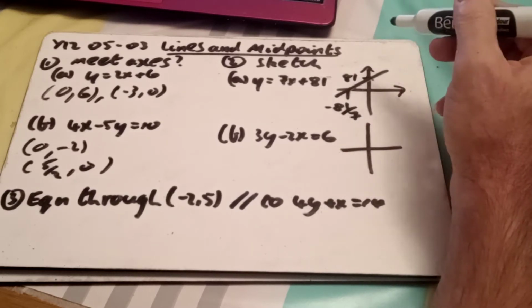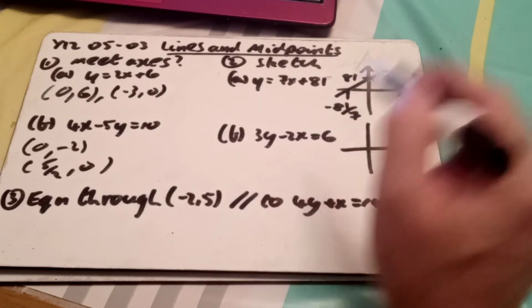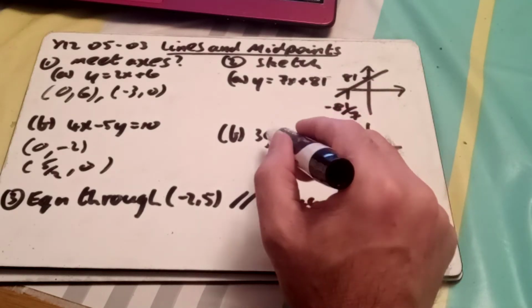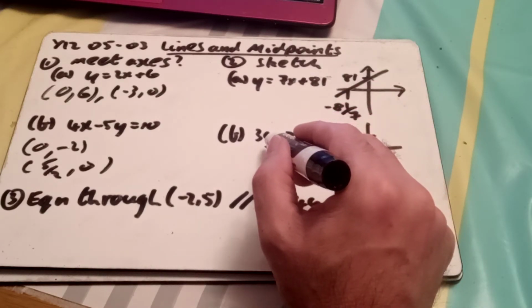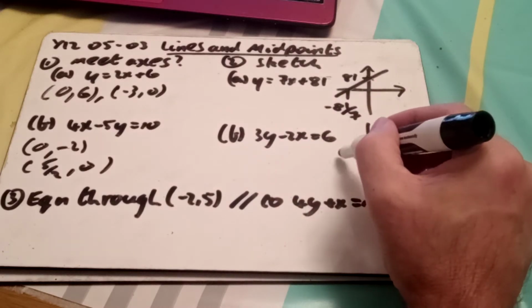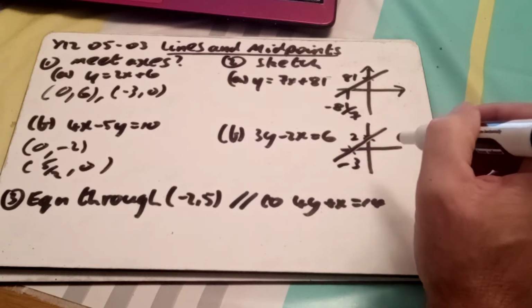I can do the same for this one here in the same way. Stick x is 0, 3y is 6, y is equal to 2. So it crosses at (0, 2). Stick y is 0, minus 2x is 6, x is minus 3. So it's going to cross there, and look very similar to the one above, but with different numbers, and that's that.